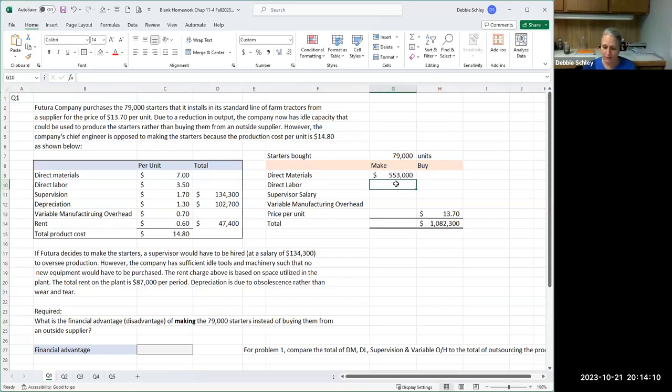Direct labor, that is a relevant cost. So it's $3.50 times 79,000 units. The supervisor's salary, that is relevant because he would have to be hired if we're making them. And so that is going to be equal to his salary. Variable manufacturing overhead, that's a variable cost, so that is relevant. $1.30 times 79,000 units.